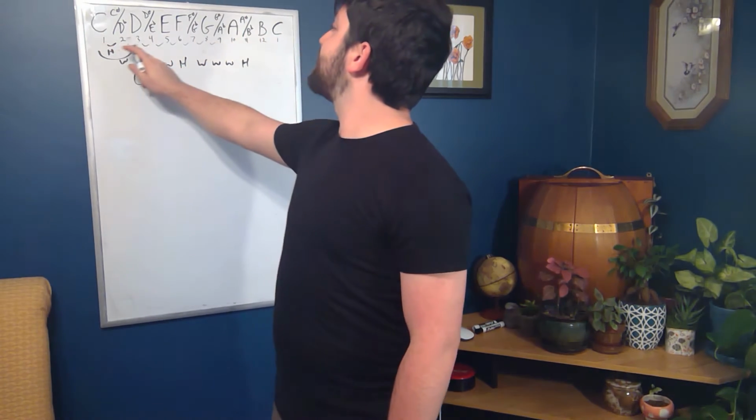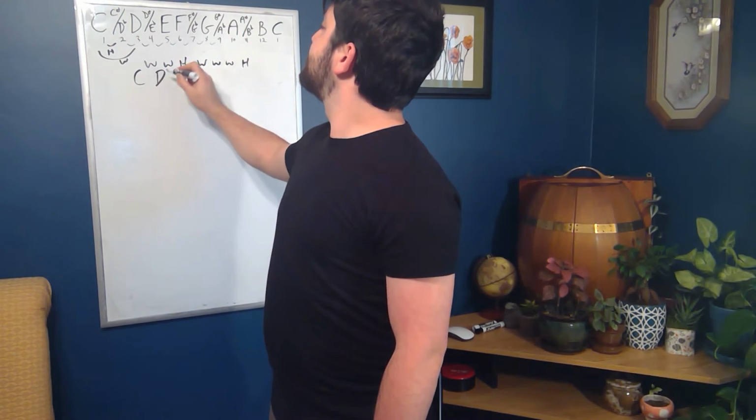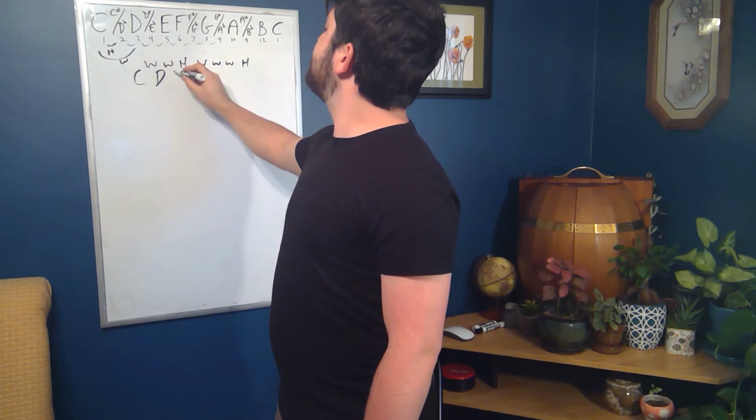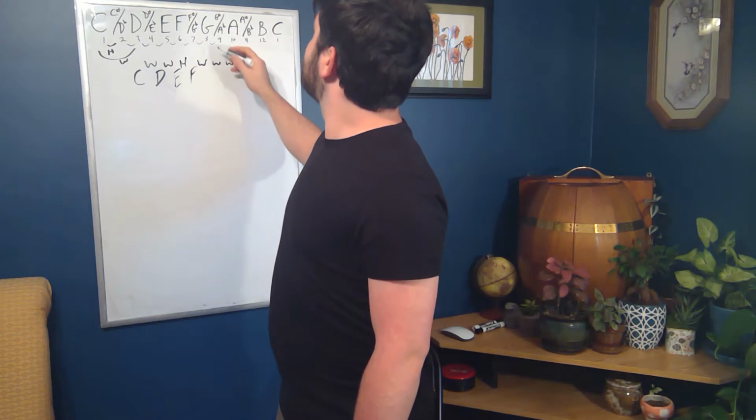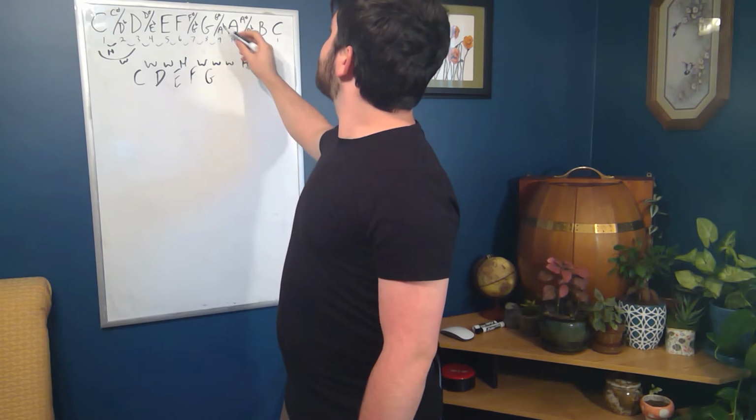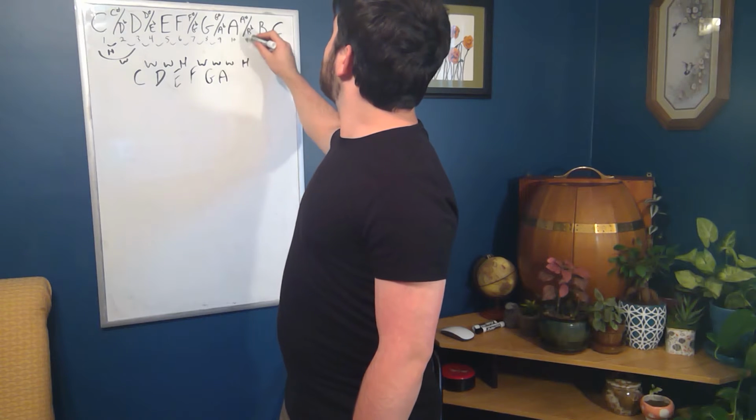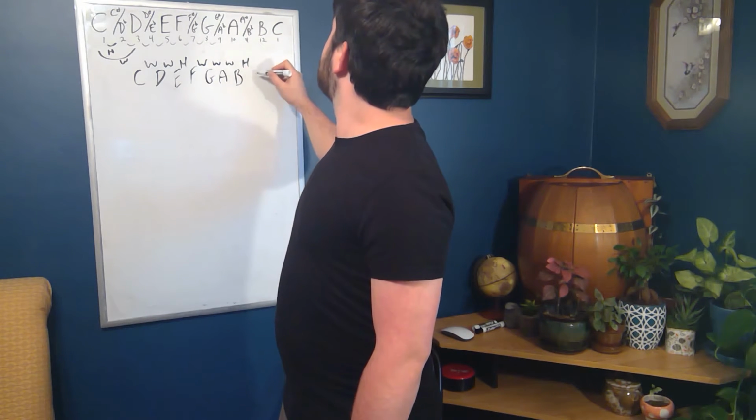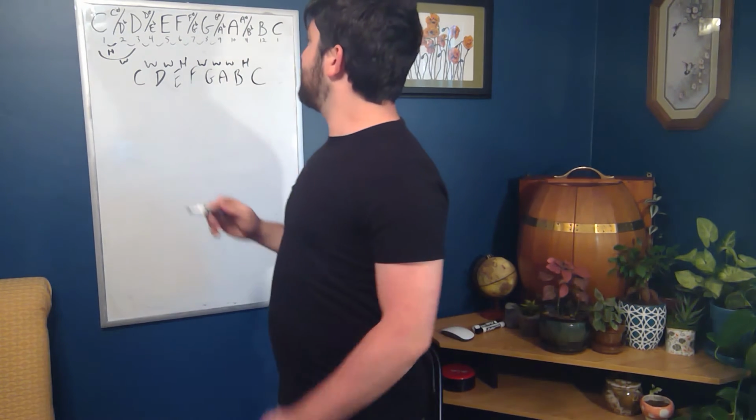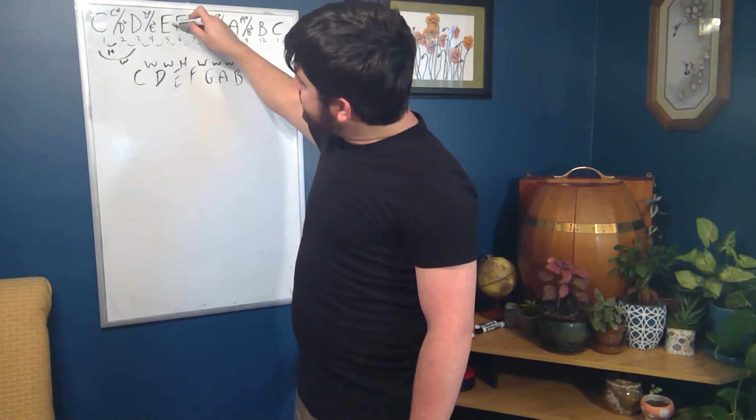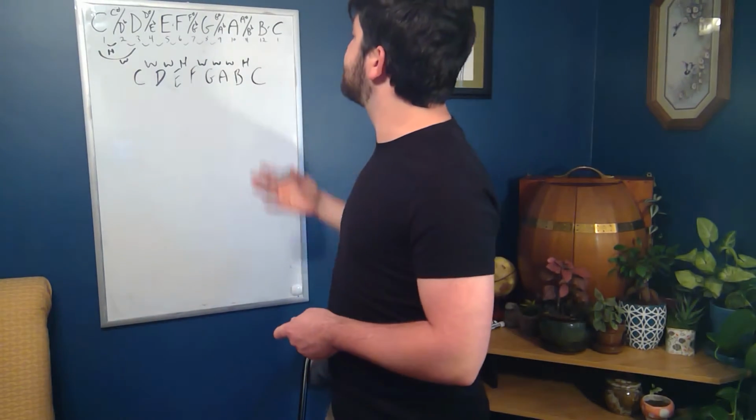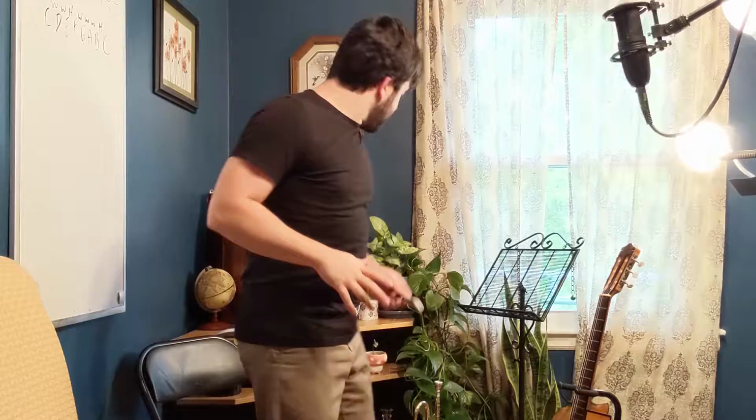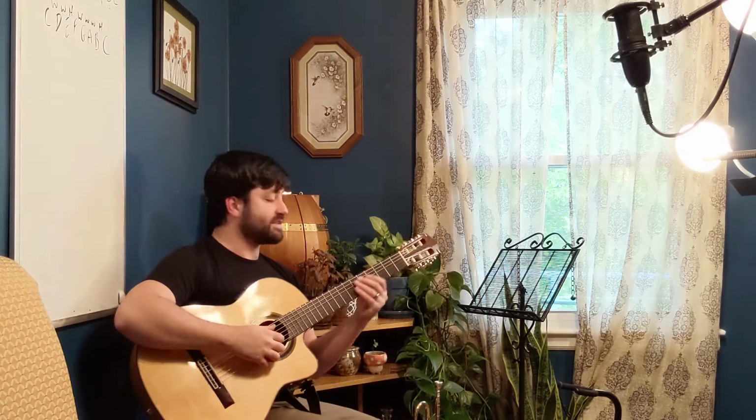C, we need a whole step, so we go to D, another whole step to E, and a half step to F, whole step to G, whole step to A, whole step to B, whole step to C. You might have been wondering why there wasn't a note in between E and F or B and C, and that's why, to facilitate the C major scale. That's going to sound like this.